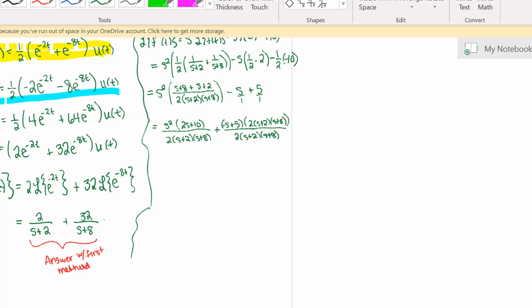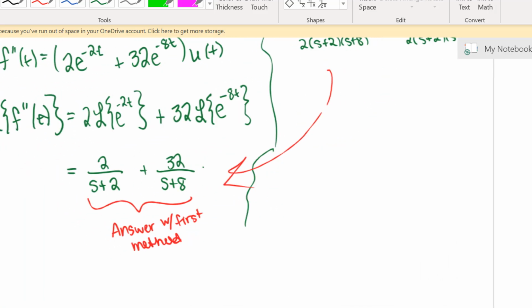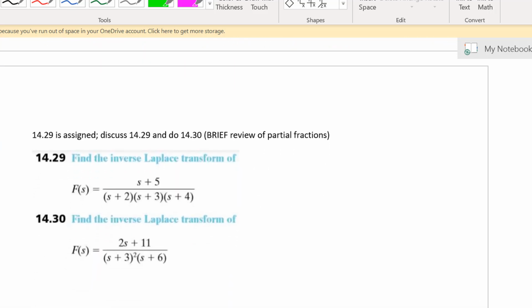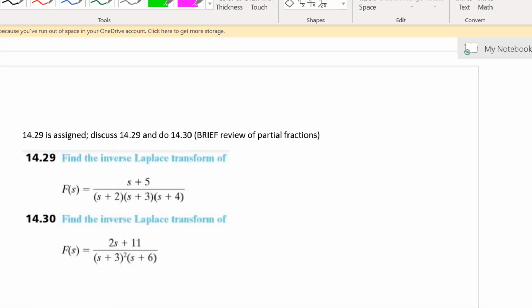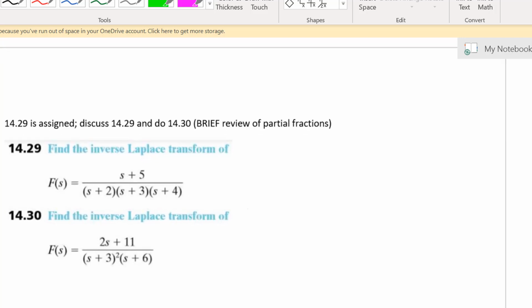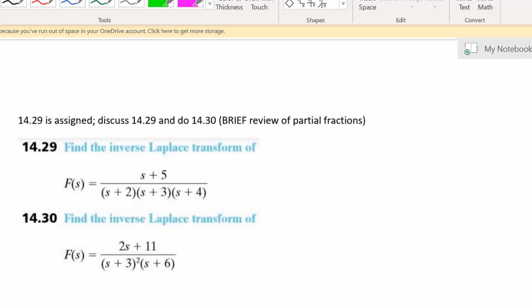Okay, so it eventually does simplify to that. 1429 is the one that's assigned. I'm going to do problem 1430, but first just a very brief review of partial fractions.